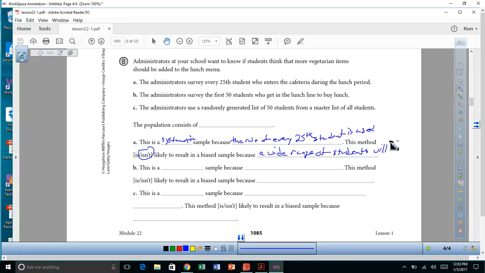Will be surveyed. All right. B, the administrators survey the first 50 students who get in the lunch line to buy lunch. So this is a convenience sample, because the students are easily accessible.